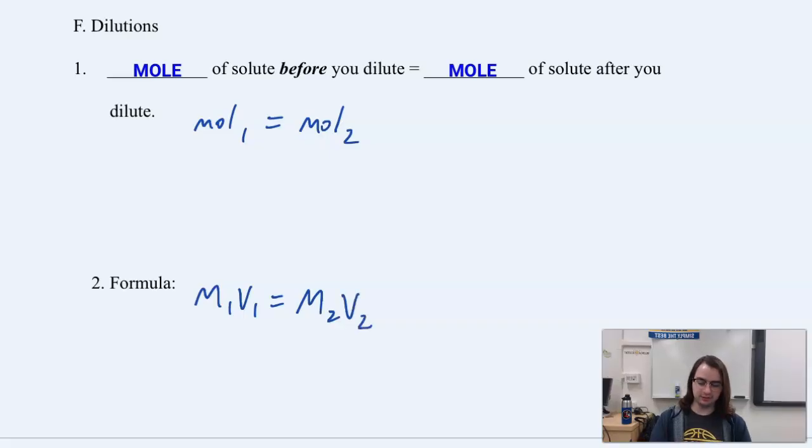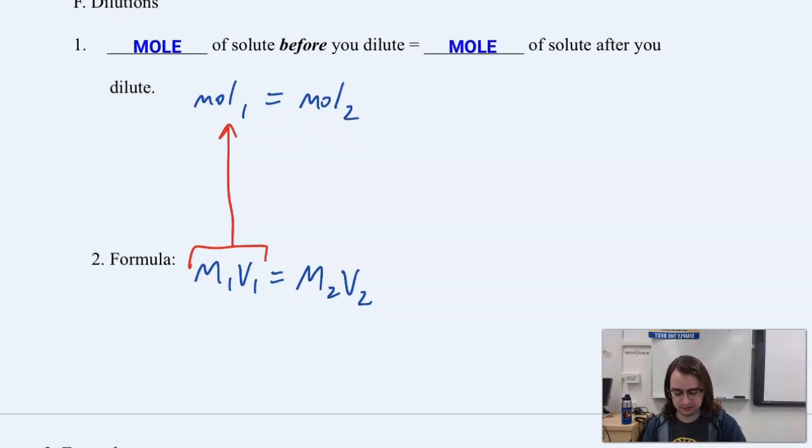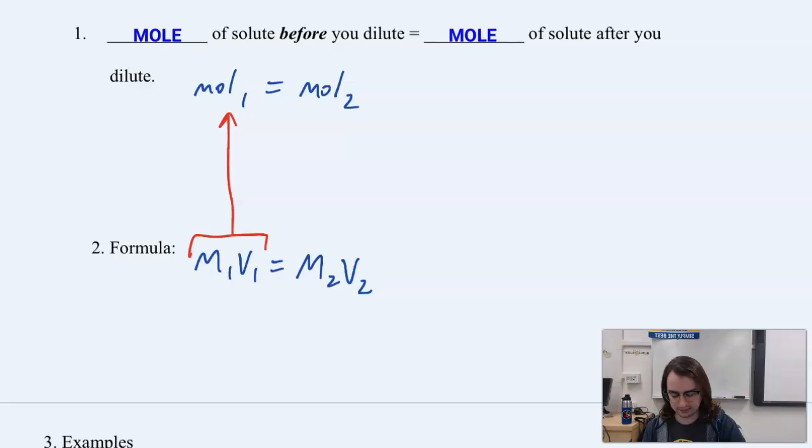So M1V1, which you might recognize, M times V is just moles. We just proved that in the previous problem. So M1V1 equals M2V2, meaning the moles before we dilute equal the moles after we dilute. And there's a really important relationship to think about here. I want you to think about it on your own maybe and see if you can come up with it. But consider the relationship between M1 and M2. I want you to think about it for a second.